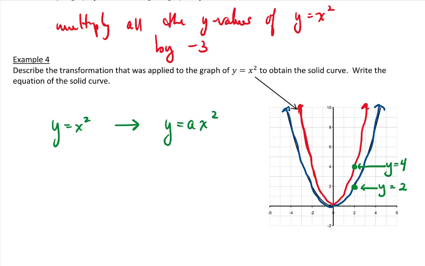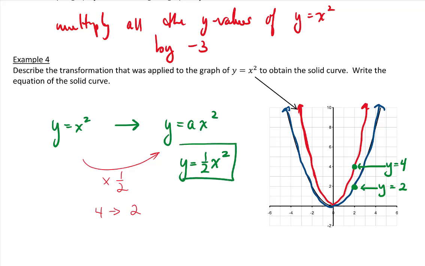Since we have 4 and 2, since red is our starting graph, to get from here to here, we're going to have to multiply by a half. Right? That's how we get from 4 to 2. We can multiply by a half. Which means that for this graph, the equation is y equals 1/2 x squared. It's taking all the red points and cutting them in half. So this would be the equation of that solid curve, the blue one there.